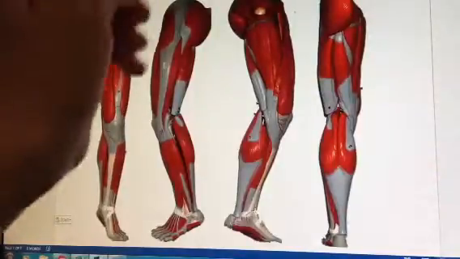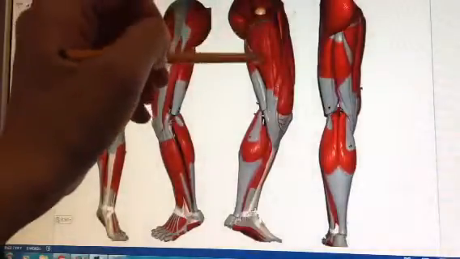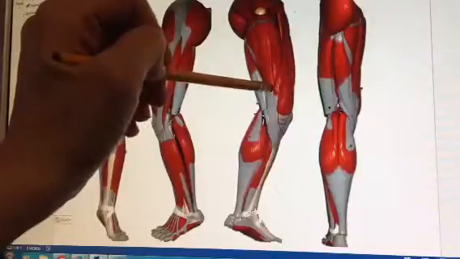And then if we turn around and look at the inside of the leg, opposite the tensor fasciata, on the inside of the leg is the gracilis. So this is the gracilis muscle here, running down the inside of the leg.